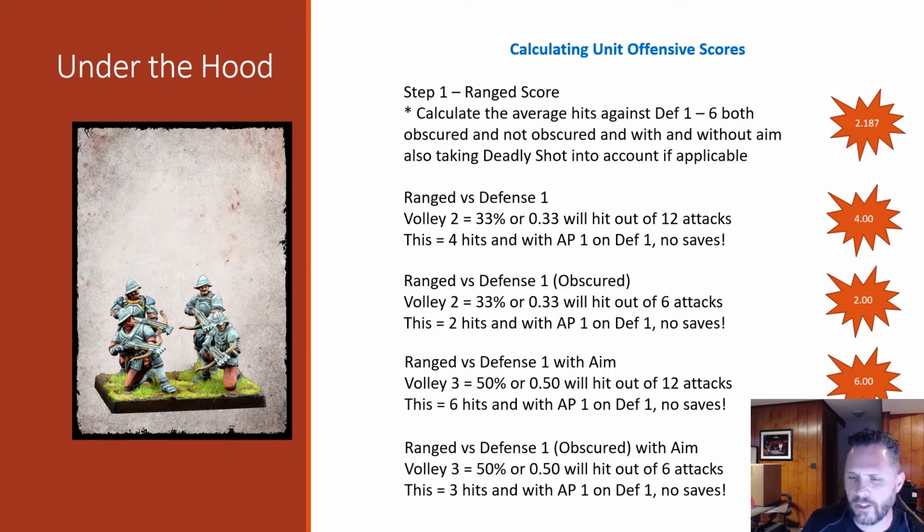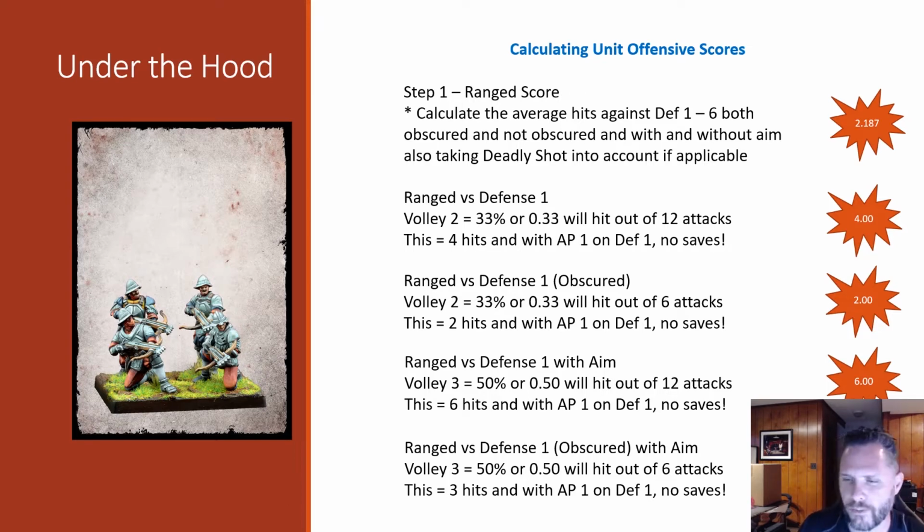Now under the hood, this is where we get into some of the math. And we have the range score. What you're looking at here is, if we have a volley of 2, range versus defense 1, I have a 33% chance of hitting, and out of 12 attacks that means I'm going to get 4 hits. So we know I'm going to get 4 hits, and with AP 1 against defense 1, we know they're not going to get any saves at all.